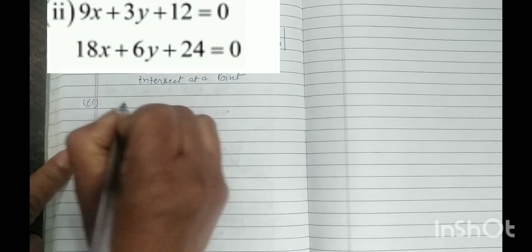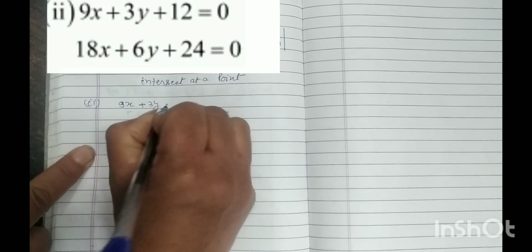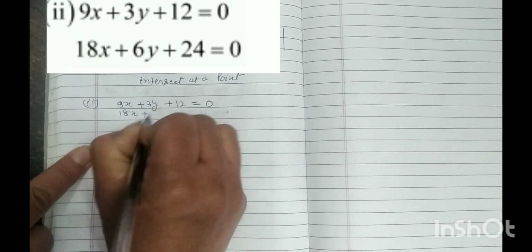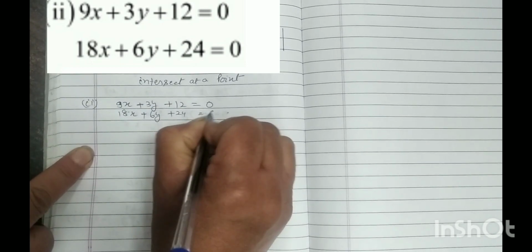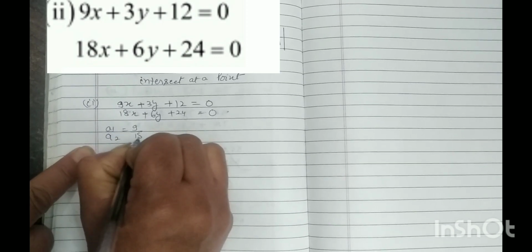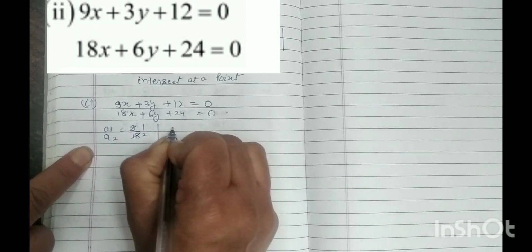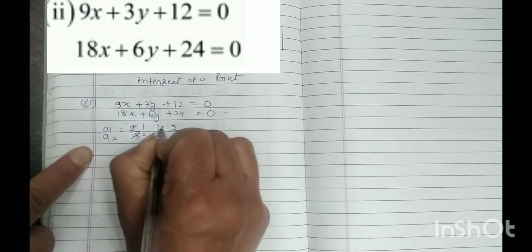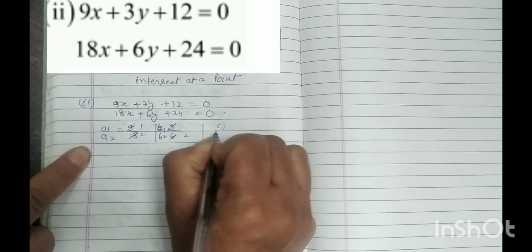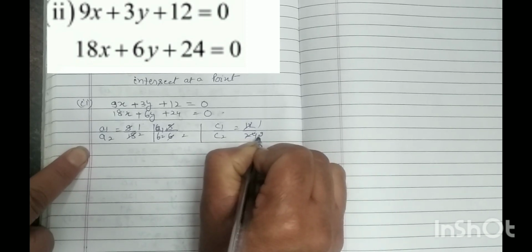Second question. 9x plus 3y plus 12 equals 0. 18x plus 6y plus 24 equals 0. A1 upon A2, 9 upon 18, 9 1s are 9, 9 2s are 18, that is 1 upon 2. B1/B2 is 3/6. C1/C2 equals 12/24, 12 1s are 12, 12 2s are 24.